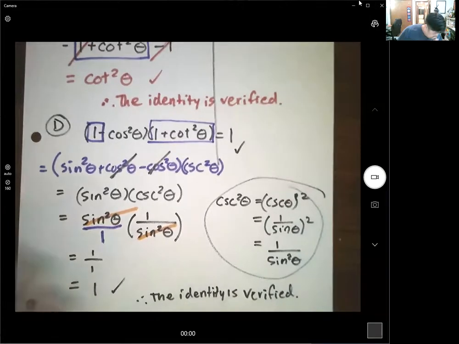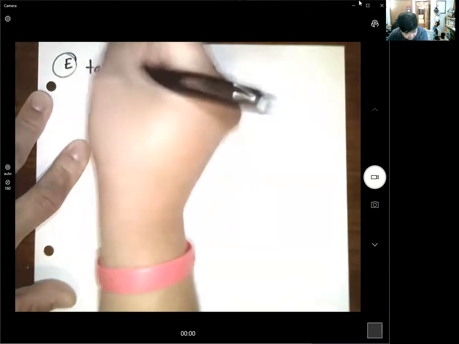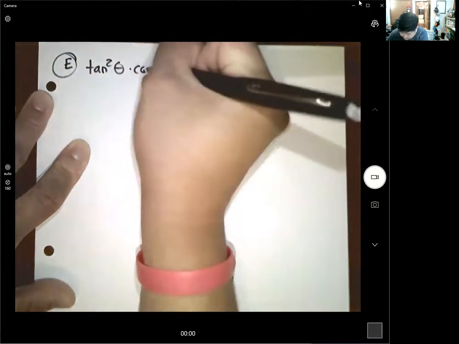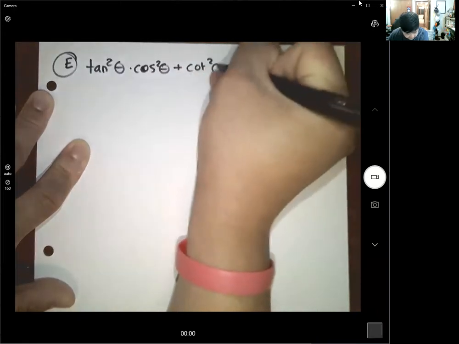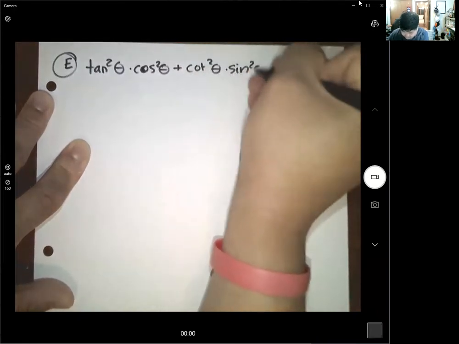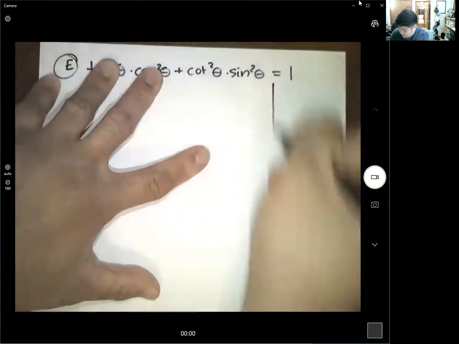So in any case, I really hope that you're enjoying this. So let's look at problem E now. Problem E is tangent squared theta times cosine squared theta plus cotangent squared theta times sine squared theta. Does that equal 1?